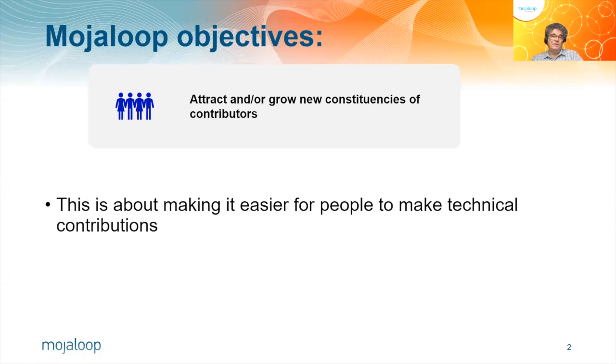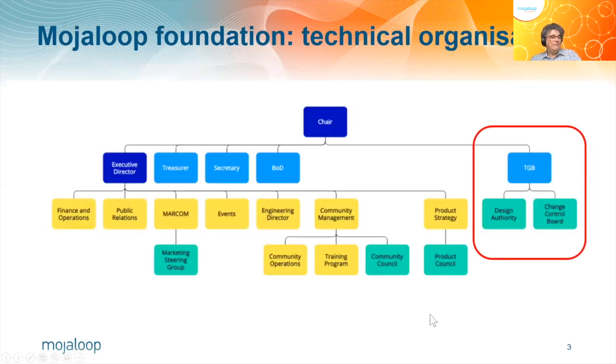Most of the people who are making contributions now have been involved with the product from the beginning or quite soon thereafter. And one of the things that I think we need to do, on behalf of the community, is to make it easier for new people to join in and start contributing. So, it is about the right-hand side of the Mojaloop Foundation organisation, the TGB, the Design Authority, and less important for this presentation, the Change Control Board.